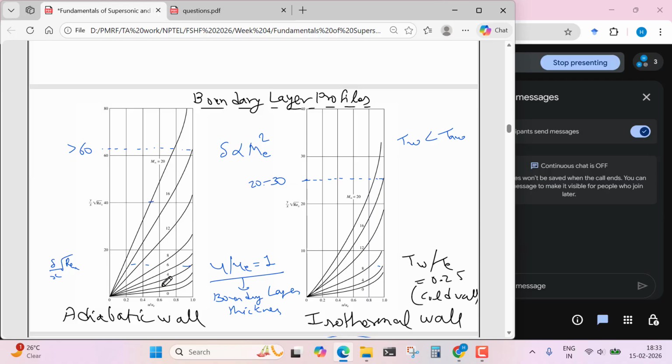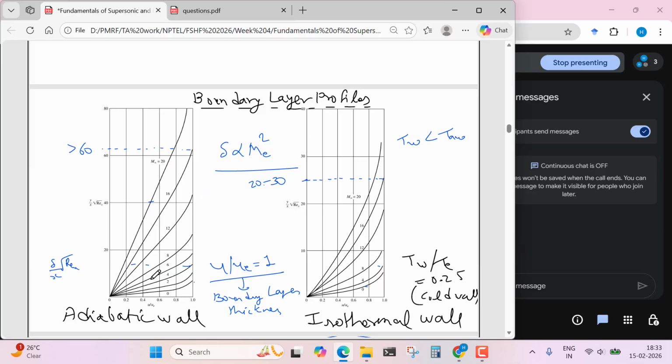In the left hand side figure, the number written in the figure is the Mach number. This point you can consider as the boundary layer thickness. So as Mach number is increasing, boundary layer thickness is increasing. Similarly for the isothermal wall, as Mach number is increasing, boundary layer thickness is increasing. And we also know that boundary layer thickness delta is proportional to M square.